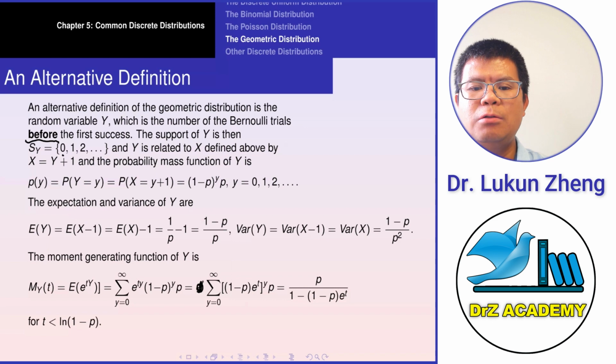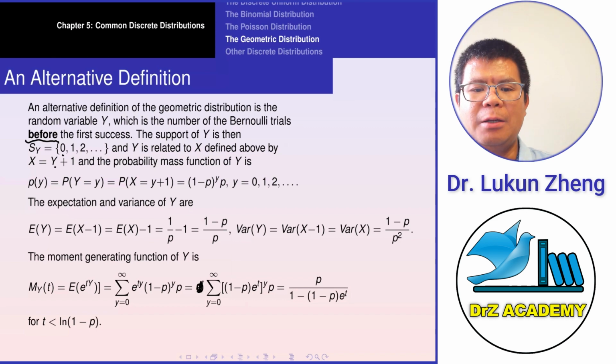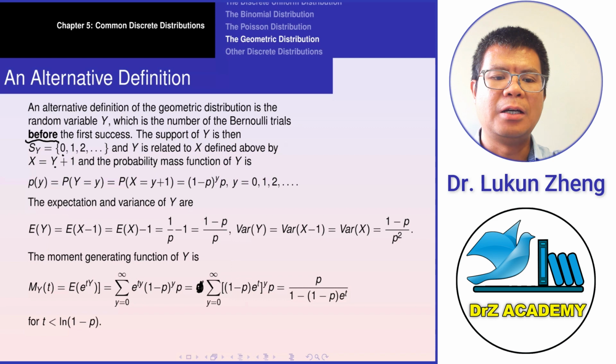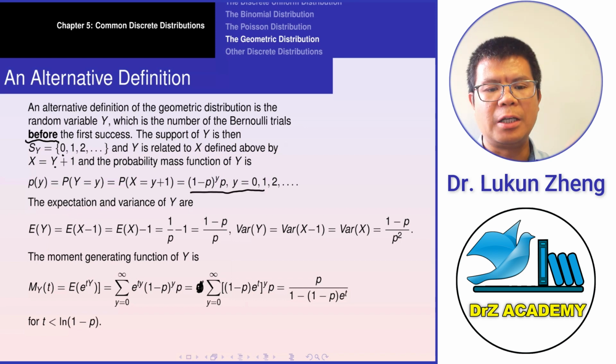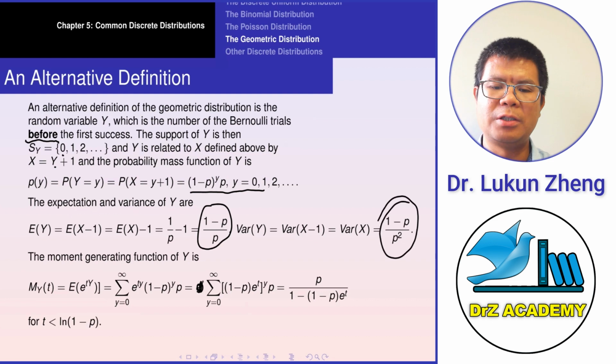Y is related to X. X is the number of trials up to and including the first success, but Y is the number before. So X is going to be Y plus 1. The probability mass function of Y is P(Y = y), where X is y plus 1, so you can just plug in. The expectation is going to be 1 over p minus 1, and the variance is going to be the same.